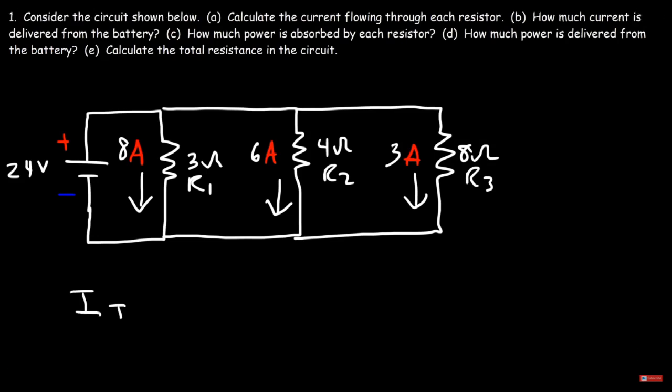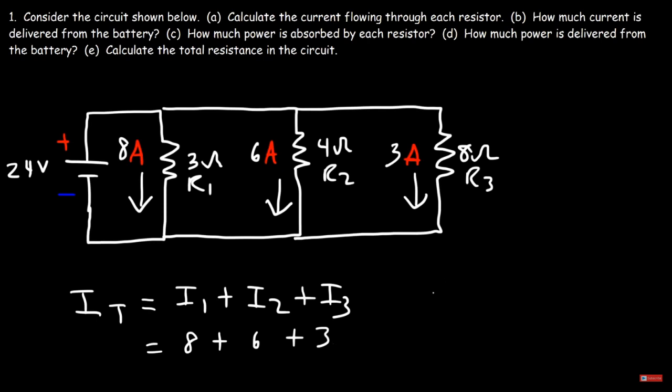Total current in the circuit is going to be I1 plus I2 plus I3 based on Kirchhoff's current law. So if we add 8 plus 6 plus 3, 8 plus 6 is 14, 14 plus 3 is 17. So 17 amps of current leaves the battery.